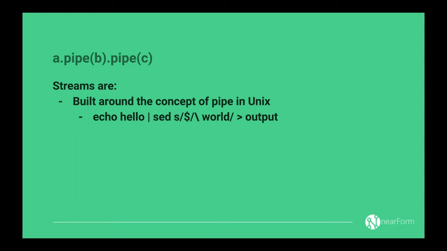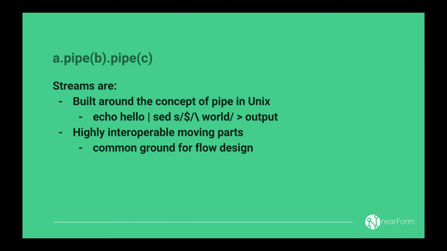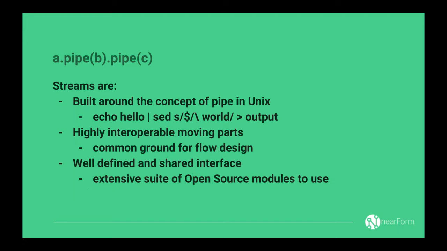Now, we can do the same thing with Node using streams. In fact, streams are a way to design systems based on the concept of flowing data. Streams define a common interface between various components. So we can have a lot of little modules in open source, and we can use them all together because they use this common API called streams to represent an array over time. You can use them to build very nice and effective applications.